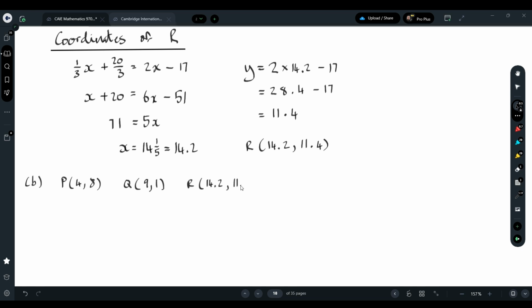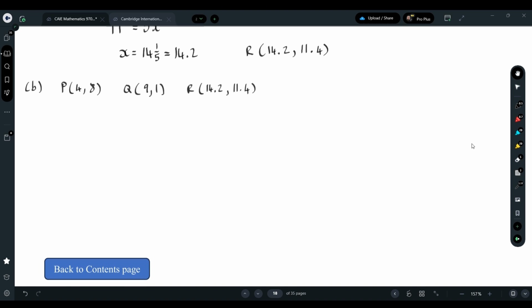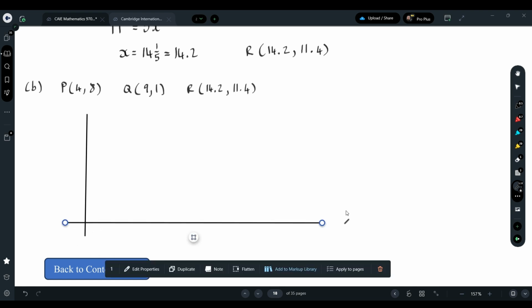(14.2, 11.4). It will be very helpful for us to sketch these on a grid. So let's just mock up a little grid for us here. Remember, just a sketch, not an accurate plot.